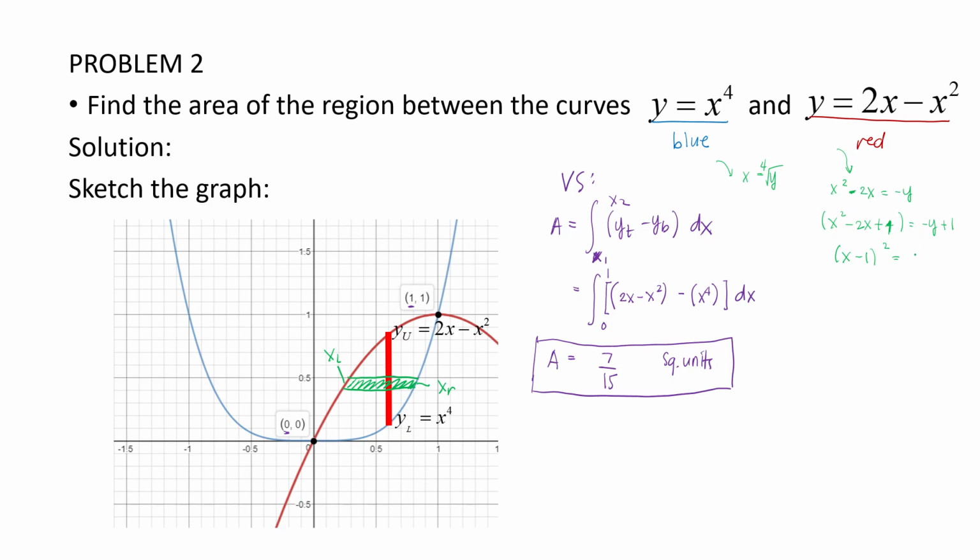Then the other one would be negative y plus 1. So getting the square root of both sides, you have x minus 1 equals the square root of, let's say, 1 minus y, and then isolating x, x is equal to the square root of 1 minus y plus 1. So it should be our right, di ba? So this would be our equations.